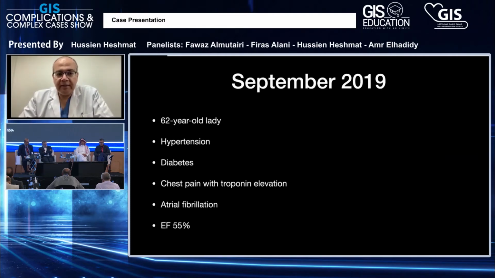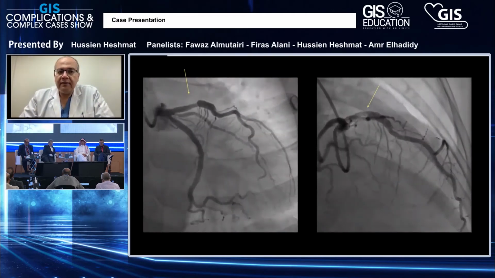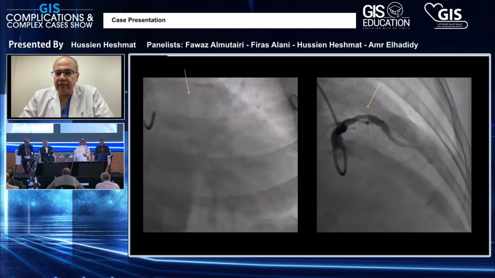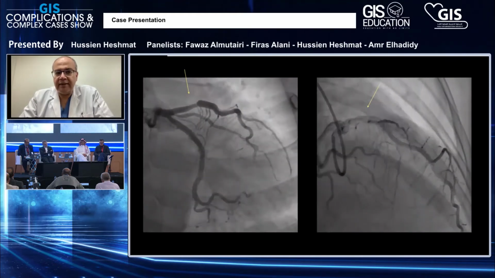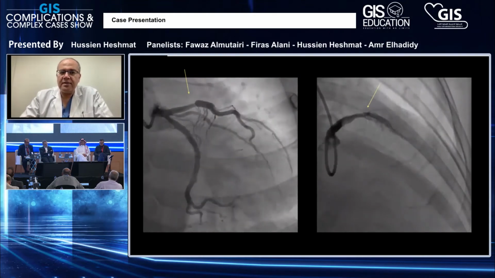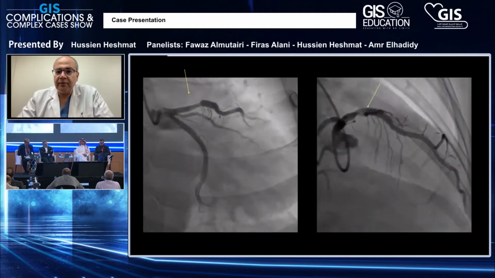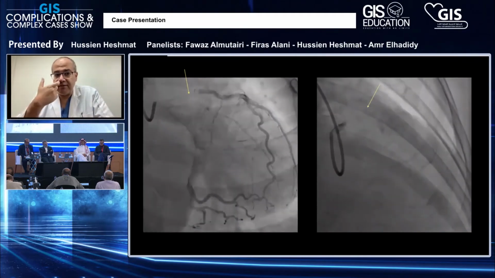So this was apparently a straightforward procedure. A 62-year-old lady, hypertension, diabetic, chronic atrial fibrillation. She presented with typical anginal pain, significant troponin elevation, and dynamic ECG changes, and a preserved ejection fraction. You see here the vessels are a bit big for a middle-aged elderly lady. She has some aortic incompetence, and you can see here there is an eccentric ulcerated lesion in the proximal LAD. But what catches the attention here is the big size of the vessels.